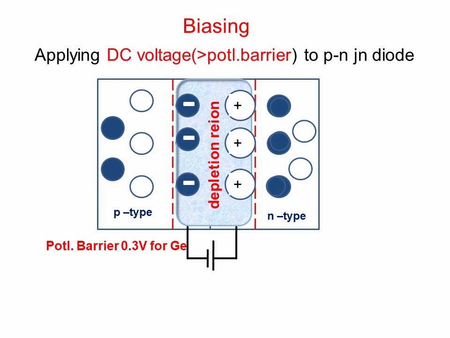According to this figure, a potential barrier of 0.3 volt is developed internally for this germanium p-n junction diode. So, we require more than 0.3 volt for the applied voltage. Here DC 1 volt is given to that p-n junction diode, so that the charge carriers can easily break the depletion region.